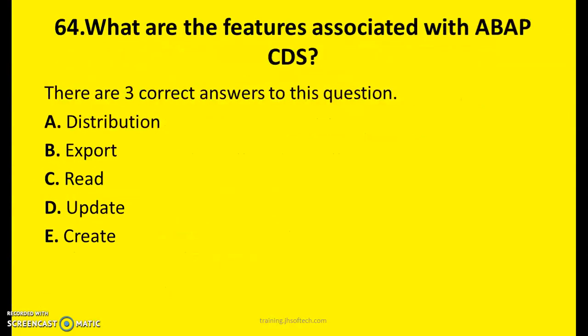support for planning. 64th question: what are the features associated with ABAP CDS? There are three right answers for this: A, distribution; B, export; C, read; D, update; and E, create. The right answers are C, D, and E: read, update, and create.